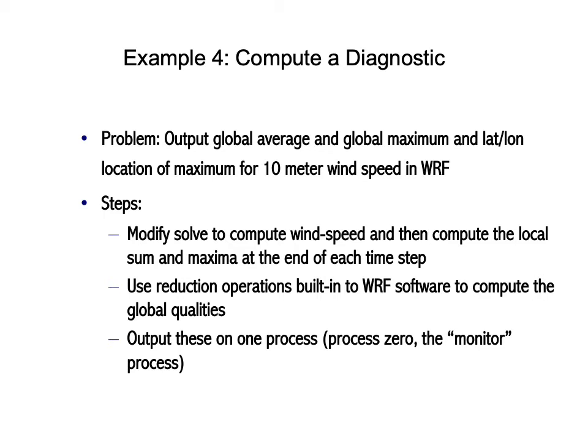Then, using some special built-in routines that the WRF model has, the developers are then able to turn those local values on each one of the MPI processes into a value that is the domain-wide maximum, the domain-wide average, and the domain-wide location of that maximum. After we've computed all of that information, then we would like to just output this on the master process.